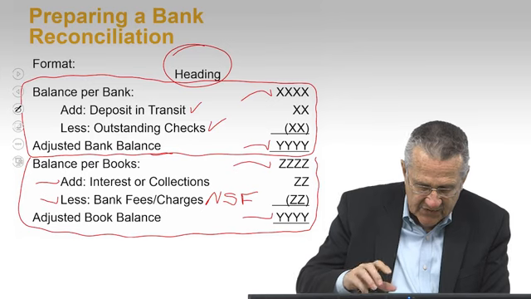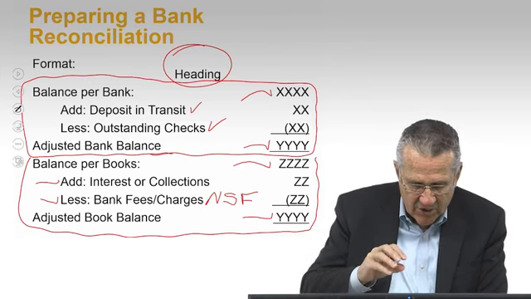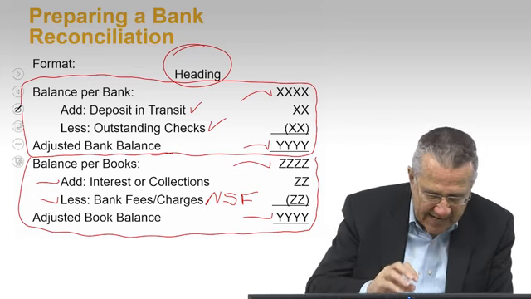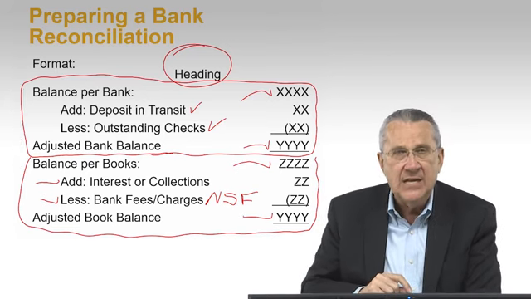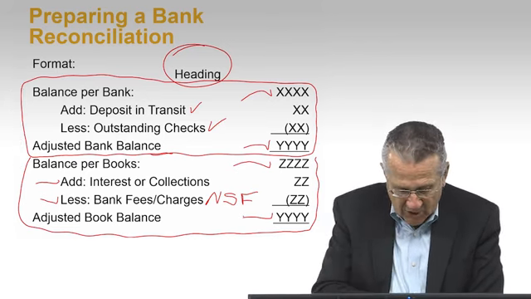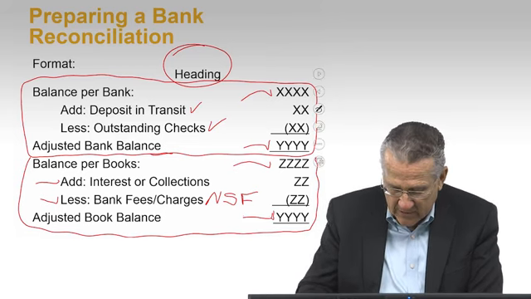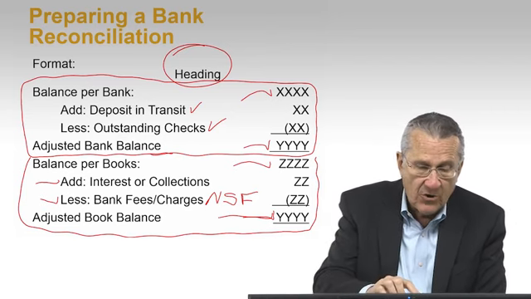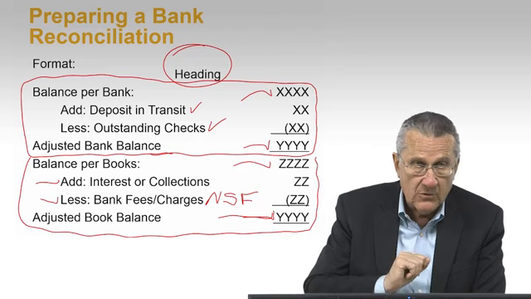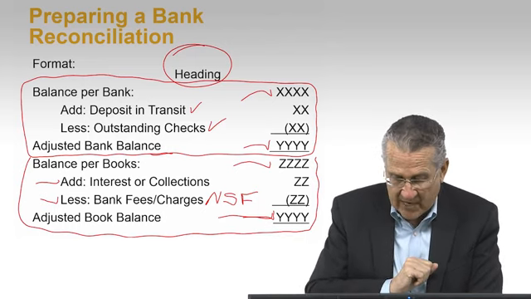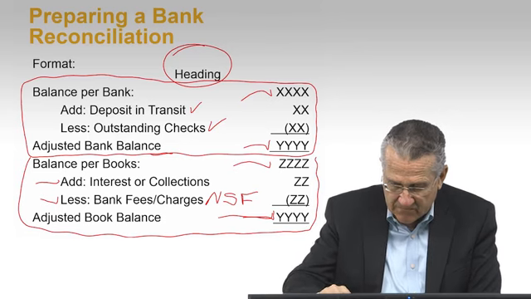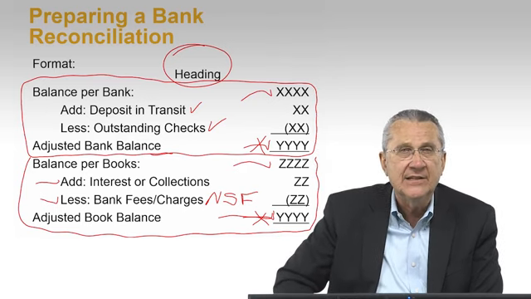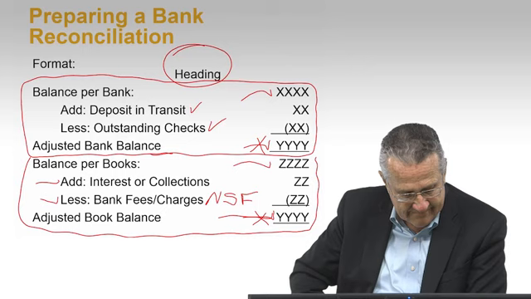So we've taken into consideration the things that the bank knew that we didn't, and we've taken into consideration the things that we knew that the bank didn't about this particular account. And the result should be an adjusted book balance here. And if the reconciliation has been prepared properly, and if there are no errors made by the bank or made by us in our accounting for cash, these two numbers should be the same. We should have reconciled our bank balances.